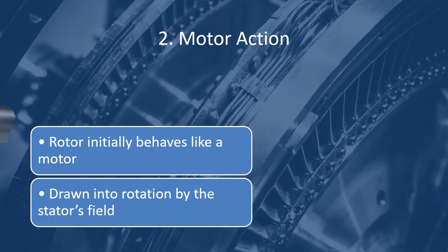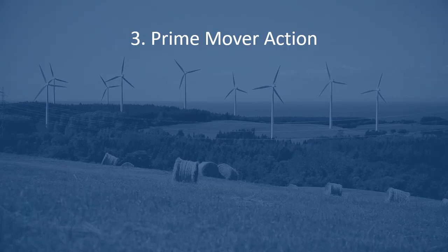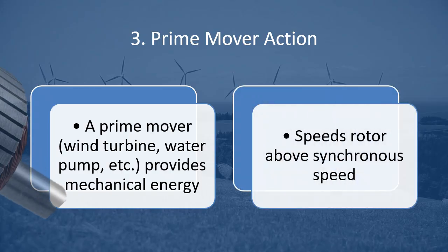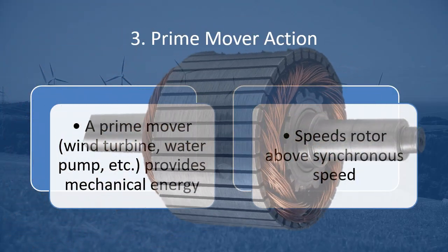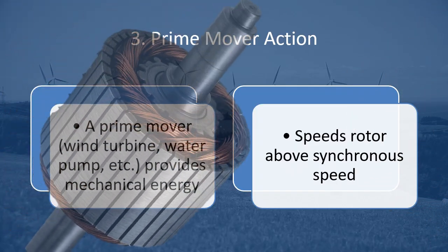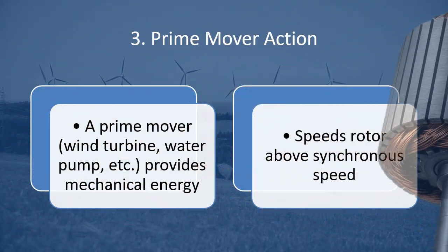Prime mover action. Once a prime mover, such as a wind turbine or a water pump, applies mechanical force, the rotor is driven faster than the synchronous speed of the stator's field. This is a crucial step that transitions the machine from motor mode to generator mode.